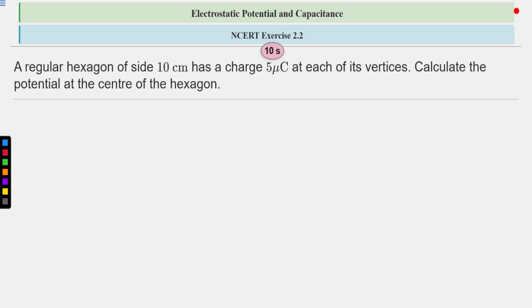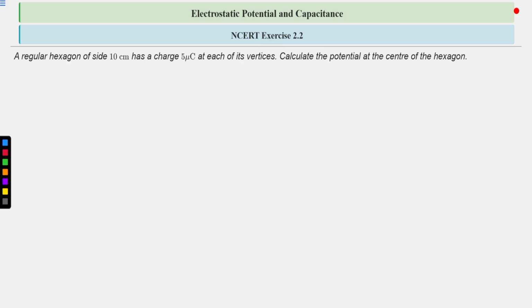So I will give you some time to rethink about it. So this is the question. Answer is 2.7 into 10 to the power 6 volt.